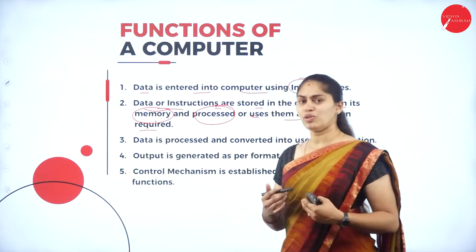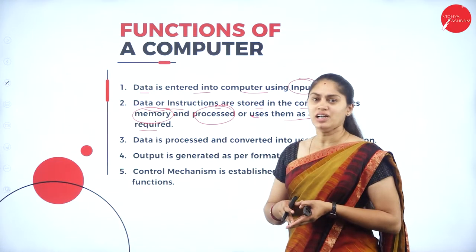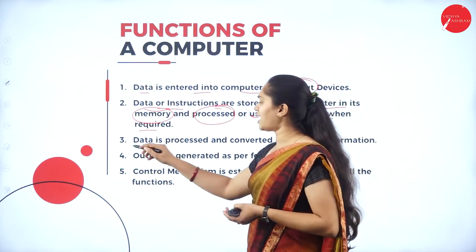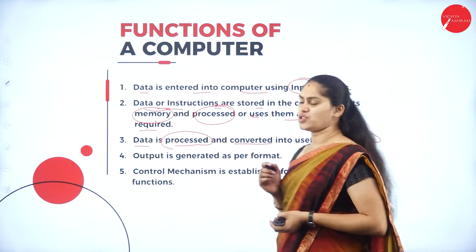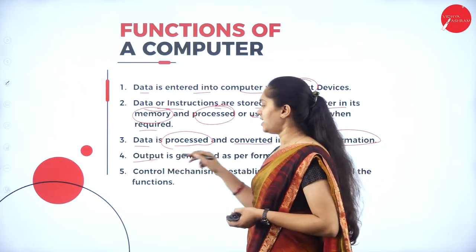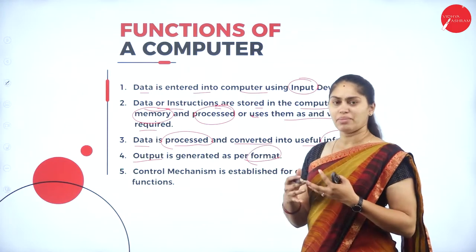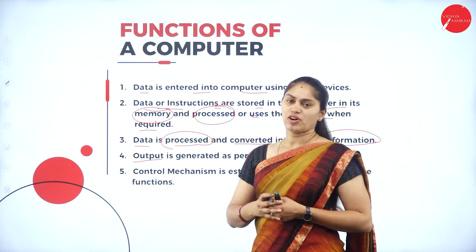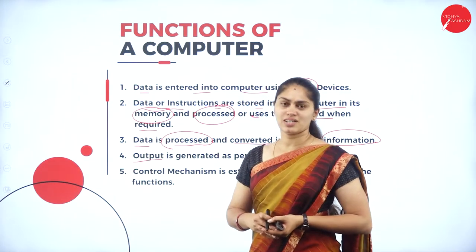That will be stored in the memory, and whatever data we have in memory will be copied for processing purpose. After that, data is processed and converted into useful information. For this processing purpose, we have a processor or a CPU, then output is going to be generated as per format. For example, you wanted to see it as a soft copy or a hard copy. If you wanted to see it as a soft copy, then monitor or projector is enough.